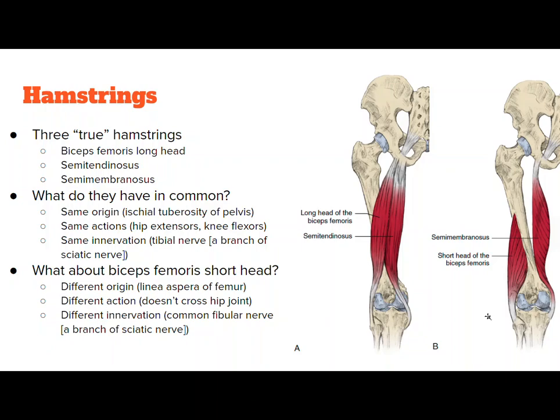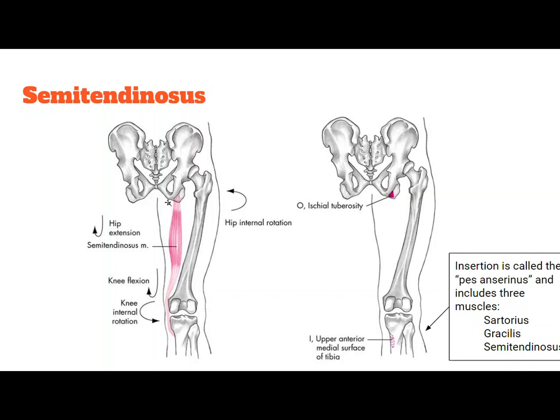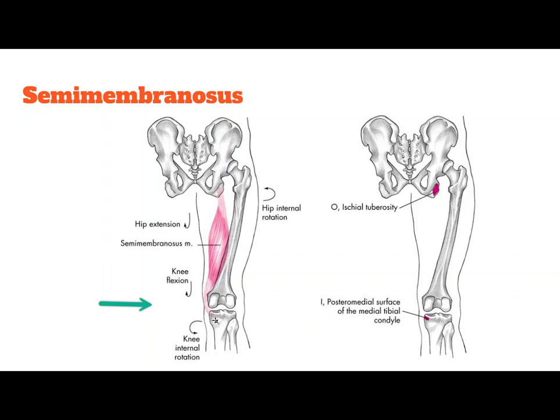So here is the biceps femoris long head going from the ischial tuberosity down to the lateral side of the tibia and the fibula. Again, sciatic nerve, tibial nerve innervation. Semitendinosus is on the medial side. Semimembranosus is on the medial side, but deep to that. Both are hip extensors, knee flexors, and the tibial portion of the sciatic nerve provides innervation.